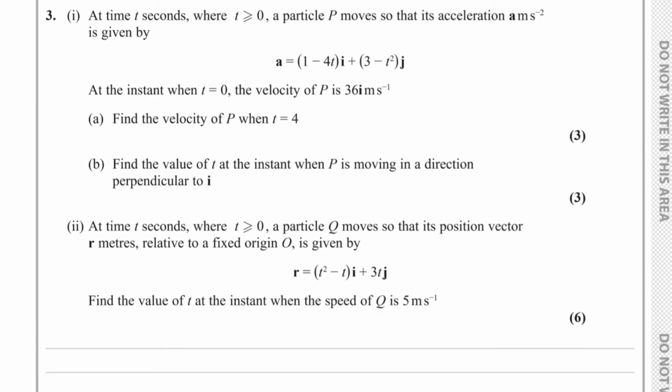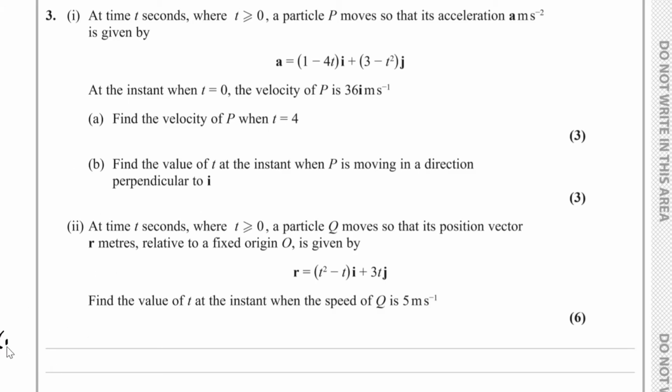Question number 3. For the first part, at time t seconds, where t is greater or equal to 0, a particle P moves so that its acceleration a meters per second squared is given by a equals 1 minus 4t in the I direction and 3 minus t squared in the j direction. At the instant when t is equal to 0, the velocity of P is 36i meters per second. And we have to find the velocity of P when t is equal to 4.